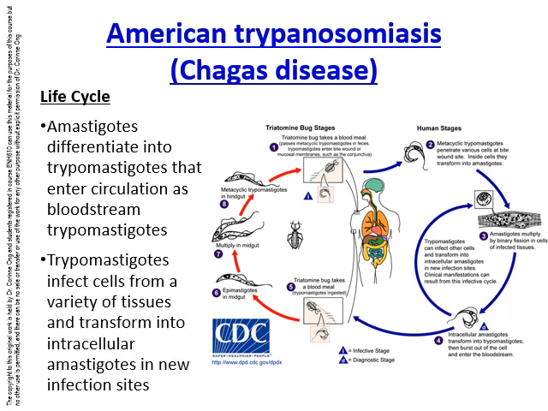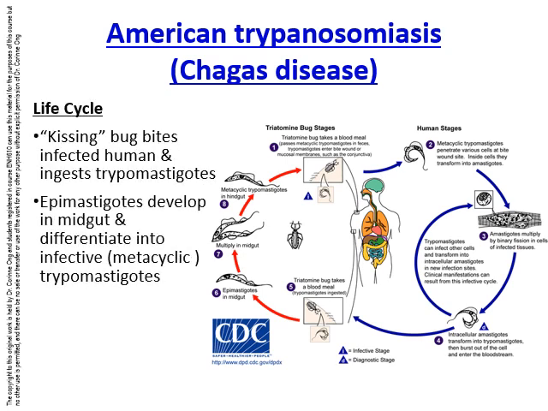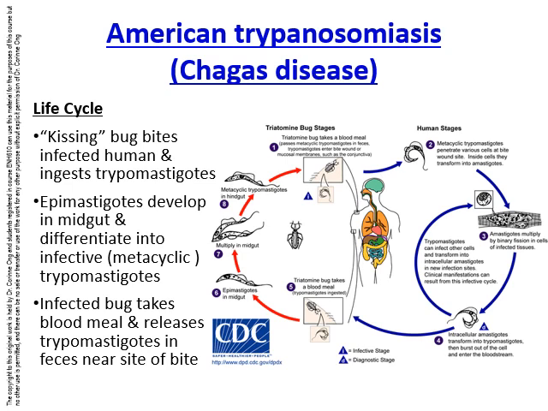We're still focusing on the right side of the diagram with the blue arrows. Amastigotes differentiate into trypomastigotes that enter the circulation as bloodstream trypomastigotes. Trypomastigotes infect cells from a variety of tissues and transform into intracellular amastigotes in new infection sites. A kissing bug bites an infected human and ingests the trypomastigotes. The parasite then undergoes biological changes, and epimastigotes develop in the midgut, differentiating into infective trypomastigotes. When the infected bug takes its next blood meal, it releases trypomastigotes in its feces near the site of the bite.